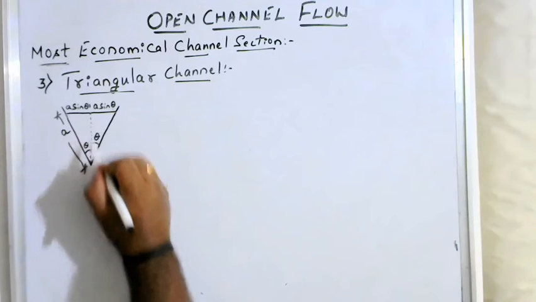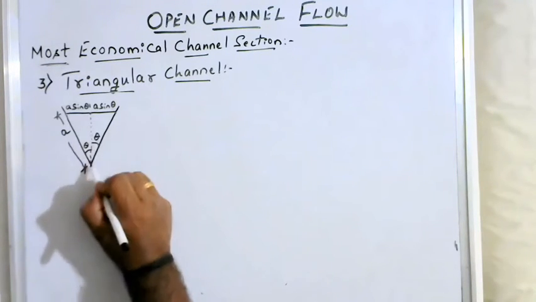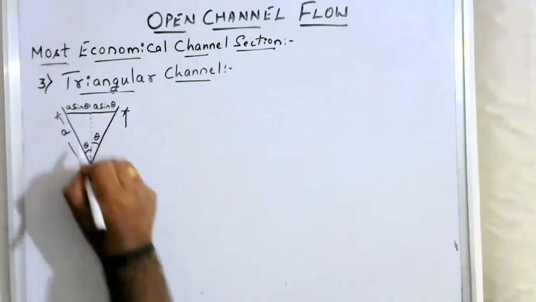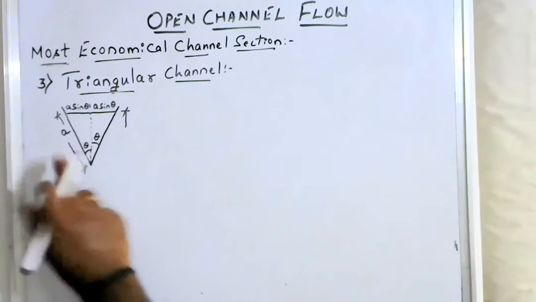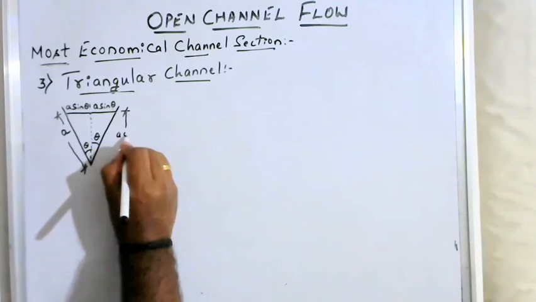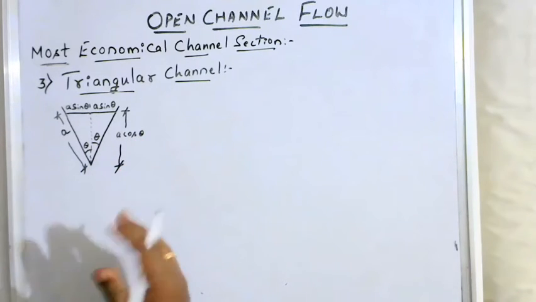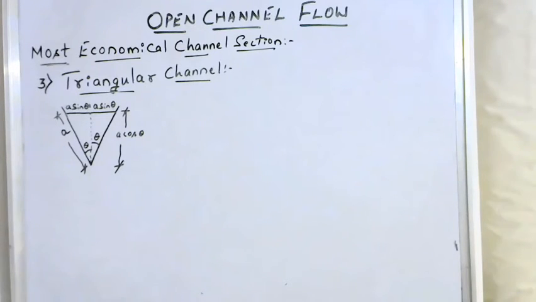Then how to find this distance? Again, you take cos theta. Cos theta is equal to the adjacent side divided by hypotenuse. So each adjacent side is equal to hypotenuse into cos theta, that is a cos theta. Okay, so there are a number of methods to get the triangular channel section, but this method I found very useful.